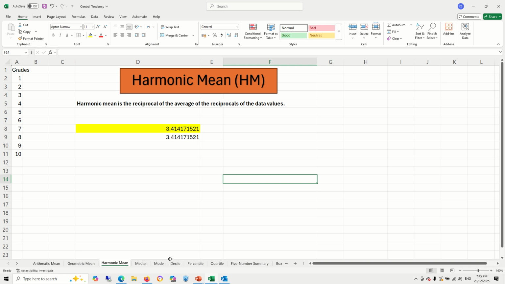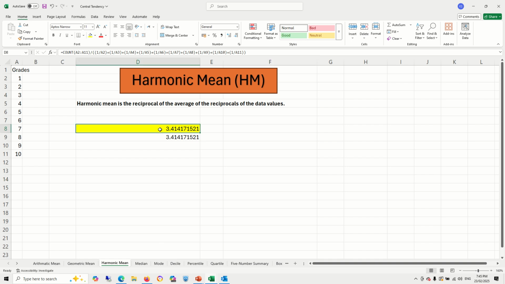Let us go for the harmonic mean. The harmonic mean is the reciprocal of the average of the reciprocals of the data values. The reciprocal means 1 divided by the value. So the reciprocal of a value means 1 divided by this value.